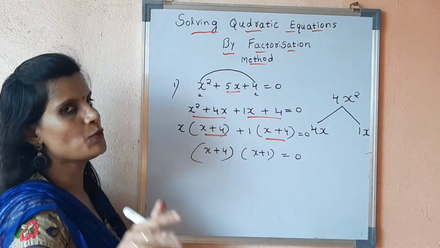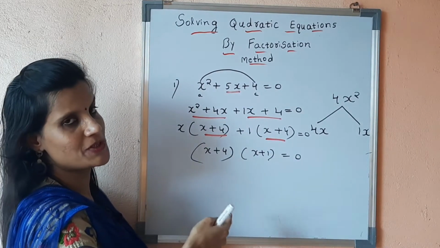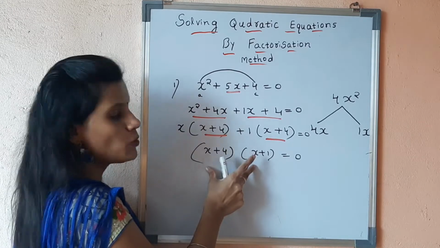I have already told you, you will get two factors because the quadratic equation has the highest index as 2. You got two factors.